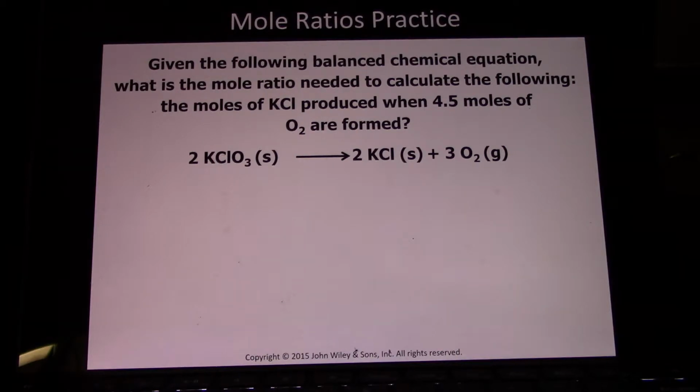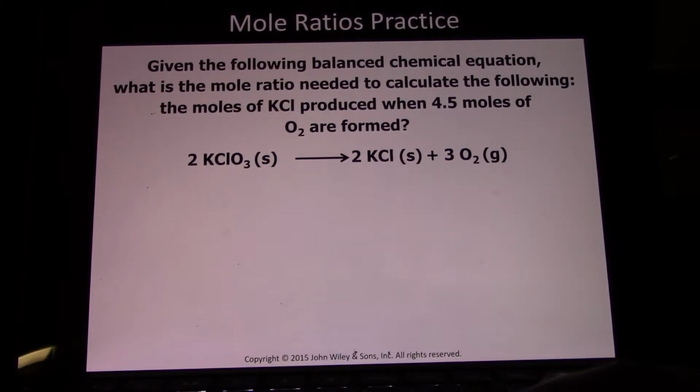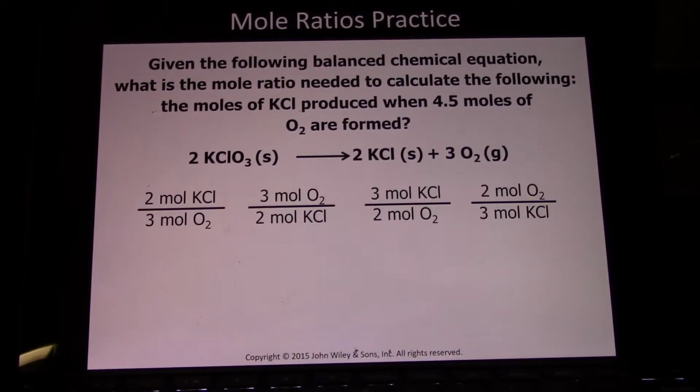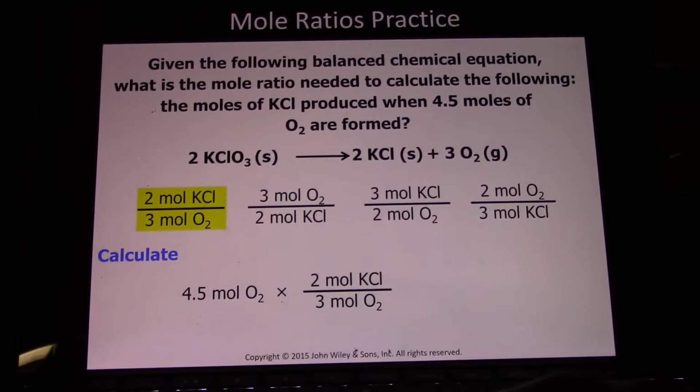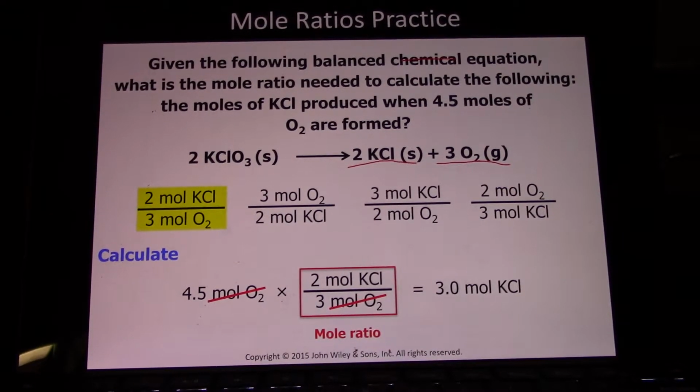Given the following balanced chemical equation, what is the mole ratio needed to calculate the moles of potassium chloride produced when 4.5 moles of oxygen are formed? First, double check that it's balanced. I got 2 potassiums on each side, 2 chlorines on each side, and 6 oxygens on each side. It is balanced. The ratio I care about is that I produce 2 moles of potassium chloride for every 3 moles of oxygen produced. Therefore, if I produce 4.5 moles of oxygen, I will produce 3 moles of potassium chloride, because I produce 2 moles of KCl for every 3 moles of oxygen produced.